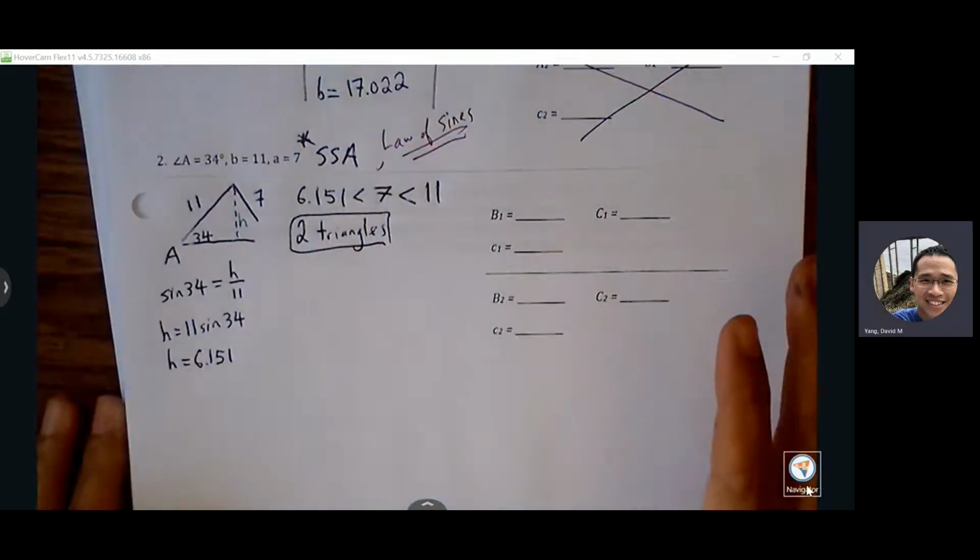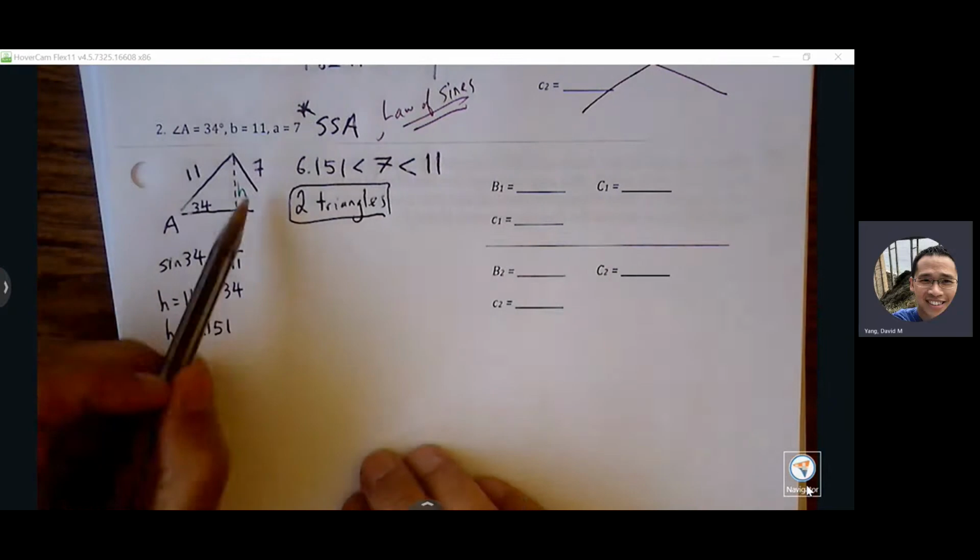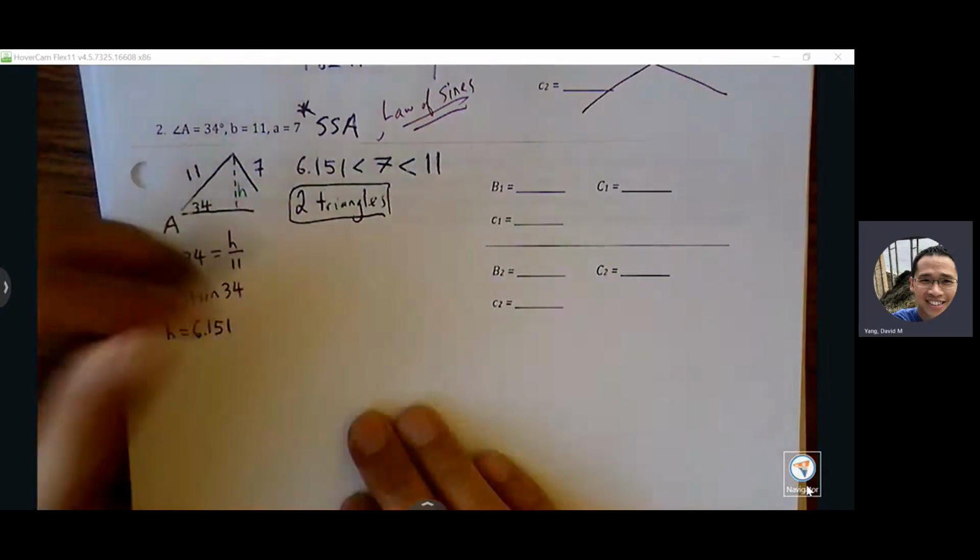And we'll do one at a time. We'll do the more obvious one. The more obvious one is the 7 out here.